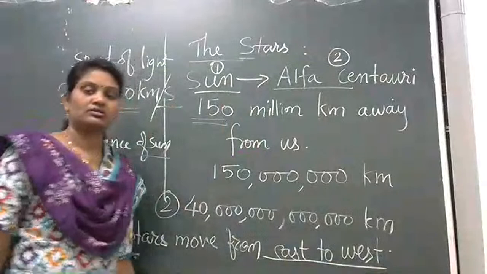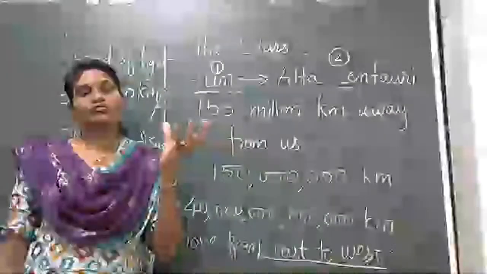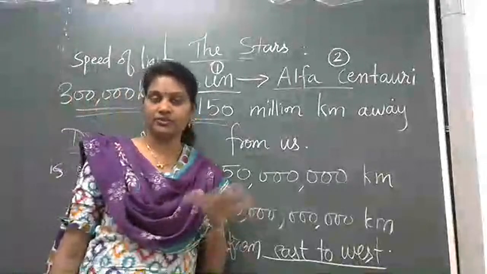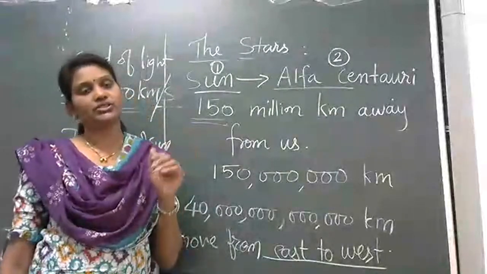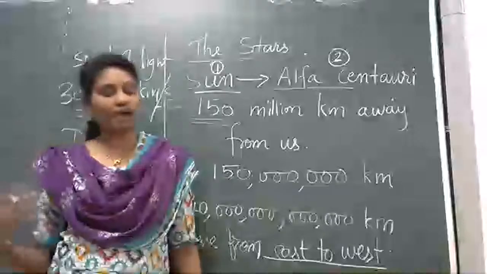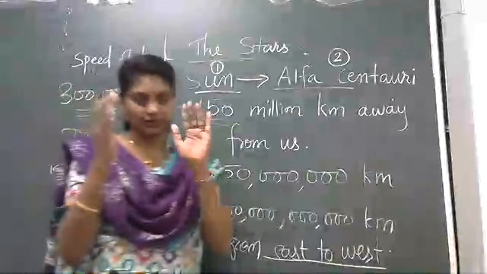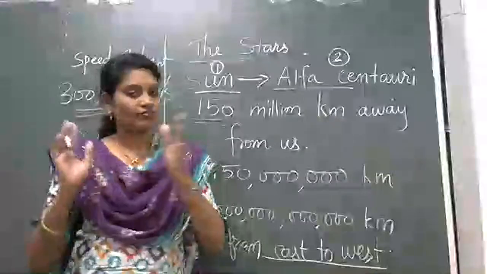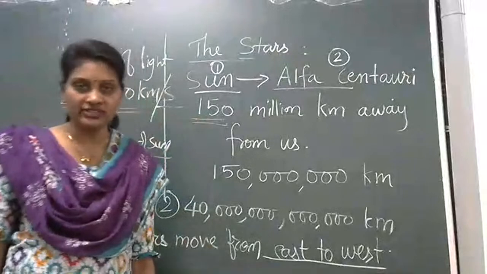See, actually stars are not moving from east to west. Our earth is moving from west to east. That is why in the east region the sunrise happens first, and later towards the west. Because the earth is moving, the rotation of the earth is from west to east. Okay students, understood?